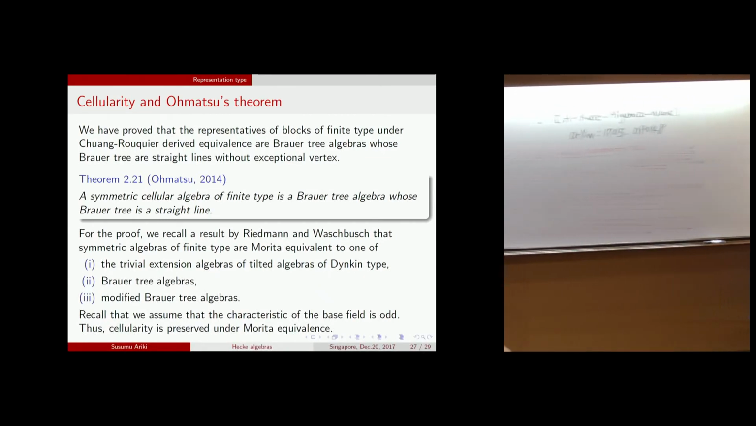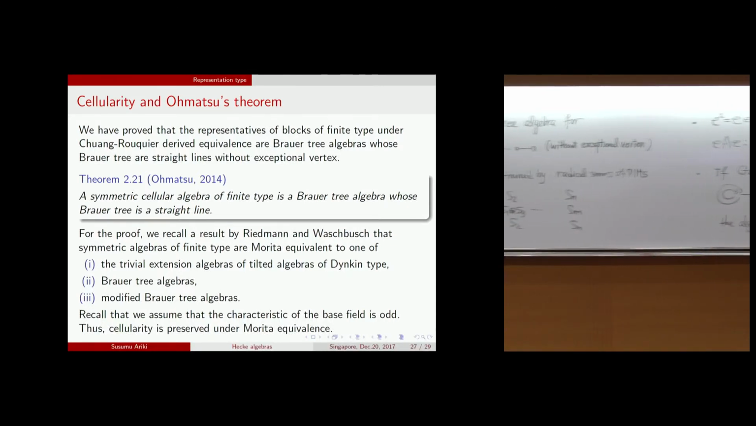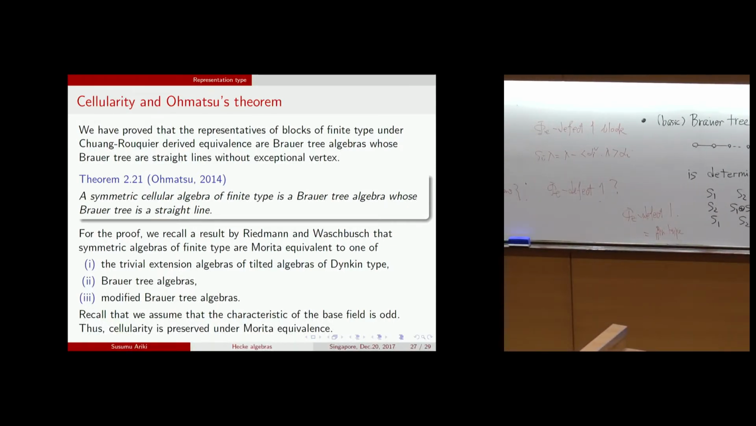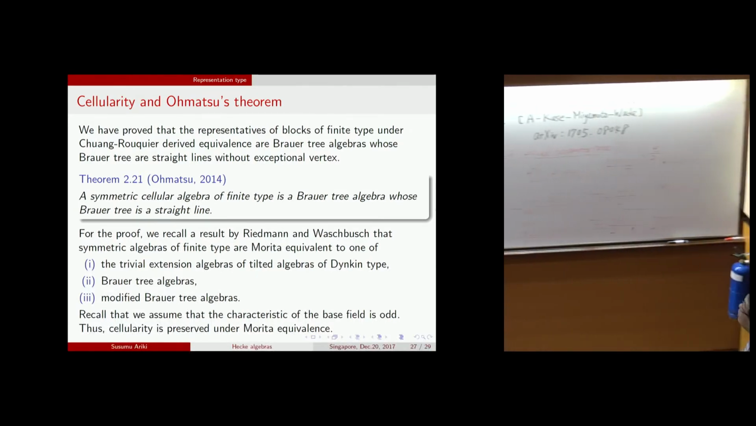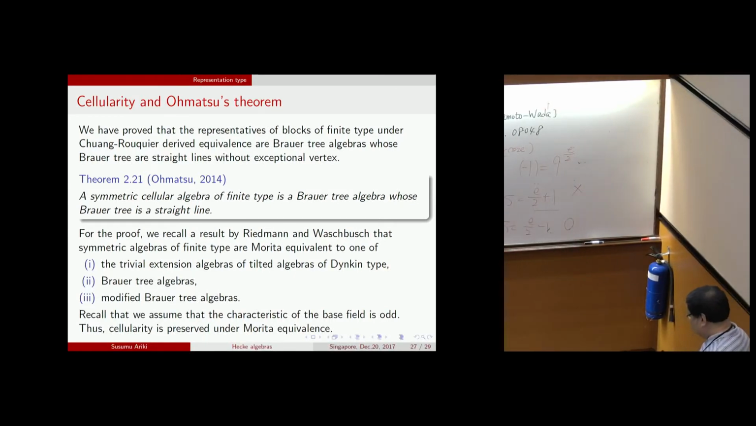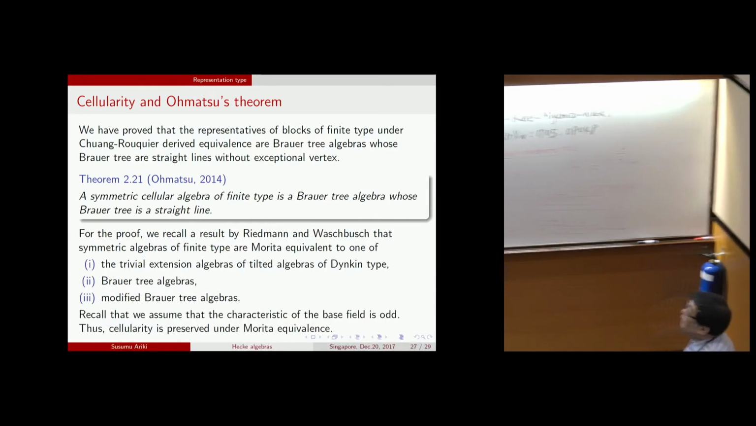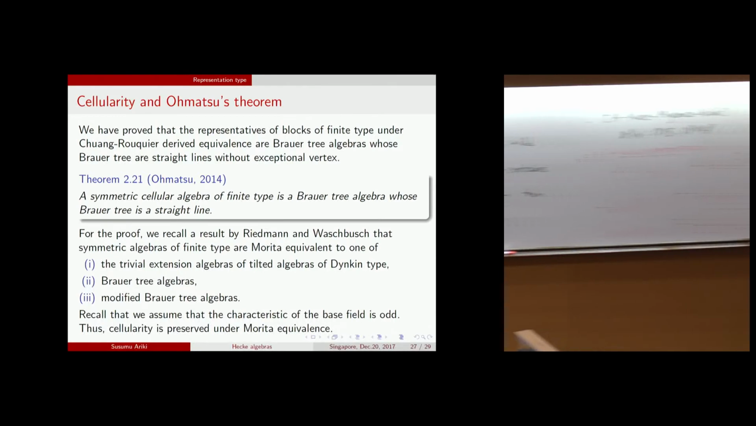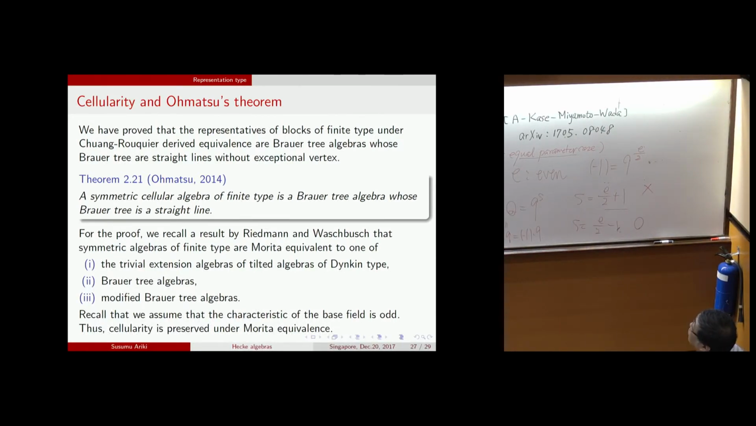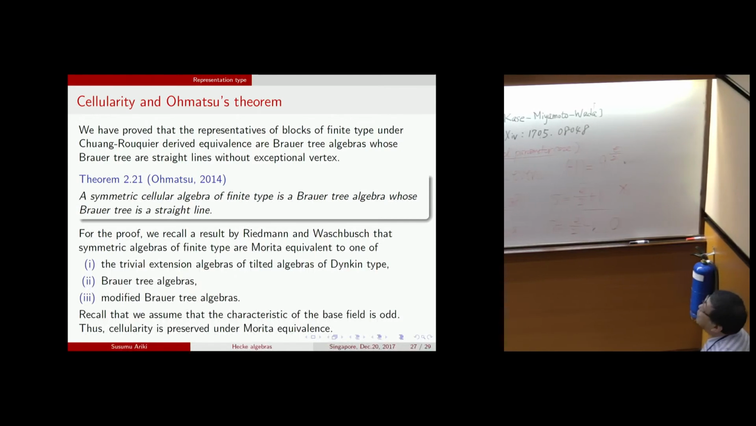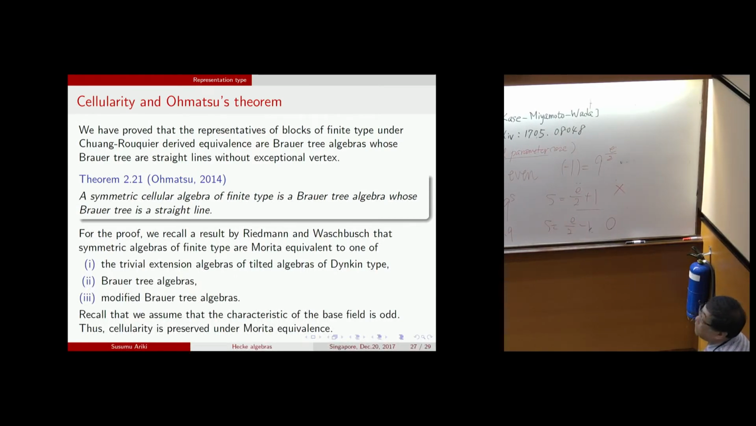Now, I would like to know all the other finite type blocks. And for this, I use a theorem of Omatsu, a student of Wada, who wrote a master's thesis in Japanese in 2014. The result is as follows. A symmetric cellular algebra of finite type is a Brauer tree algebra whose Brauer tree is a straight line. It says nothing about the exceptional vertex, but this is a good result. And in fact, we can weaken the assumption of symmetry to self-injective. And this is proven in this paper.